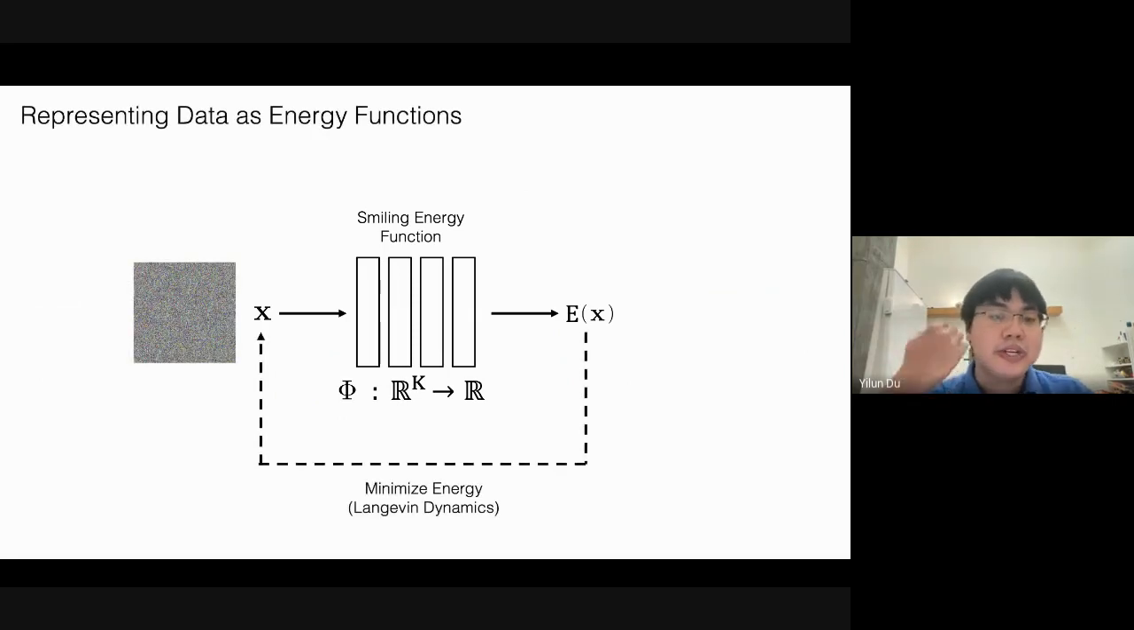And then, given that you have an energy function, how can you generate or utilize this energy function? The idea is that by taking in some random noise input, you can run Langevin dynamics, basically gradient descent on the noisy image, to gradually generate an image that matches the attribute that your energy function captures. For example, if you have a smiling energy function, you can generate images that are smiling here on the left.